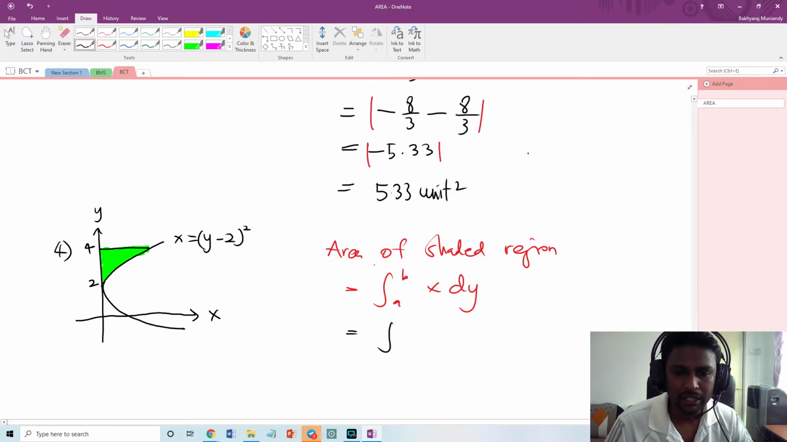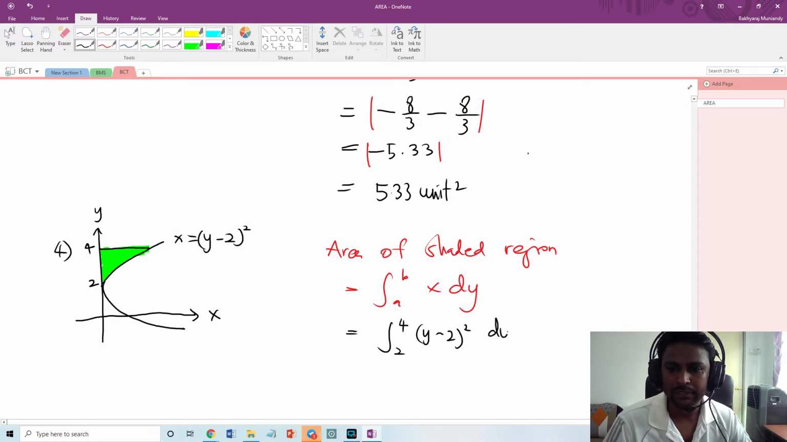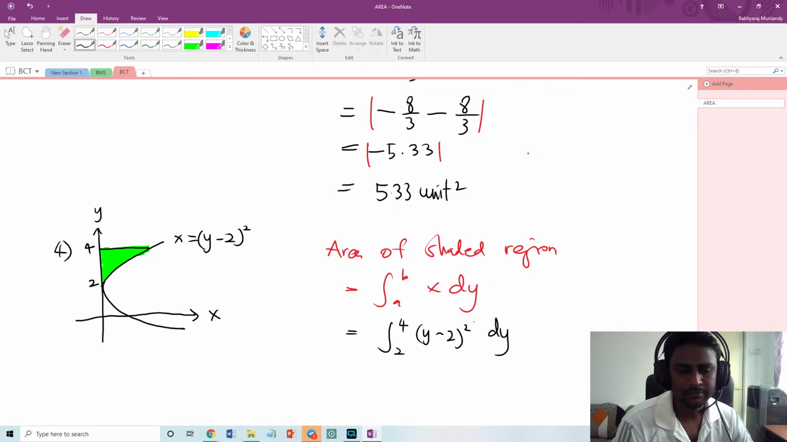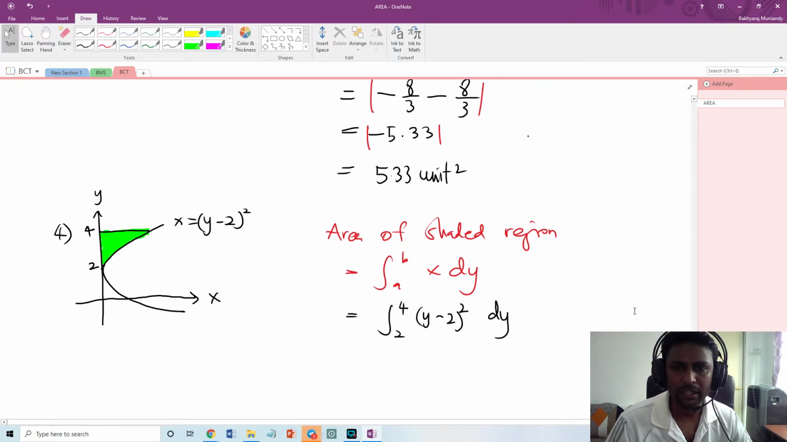Yeah, correct. Your integration will be from 2 to 4, and x is just the formula of y minus 2 square, so we can substitute here y minus 2 square and dy. Okay, y minus 2 square dy. So we go for the answer.